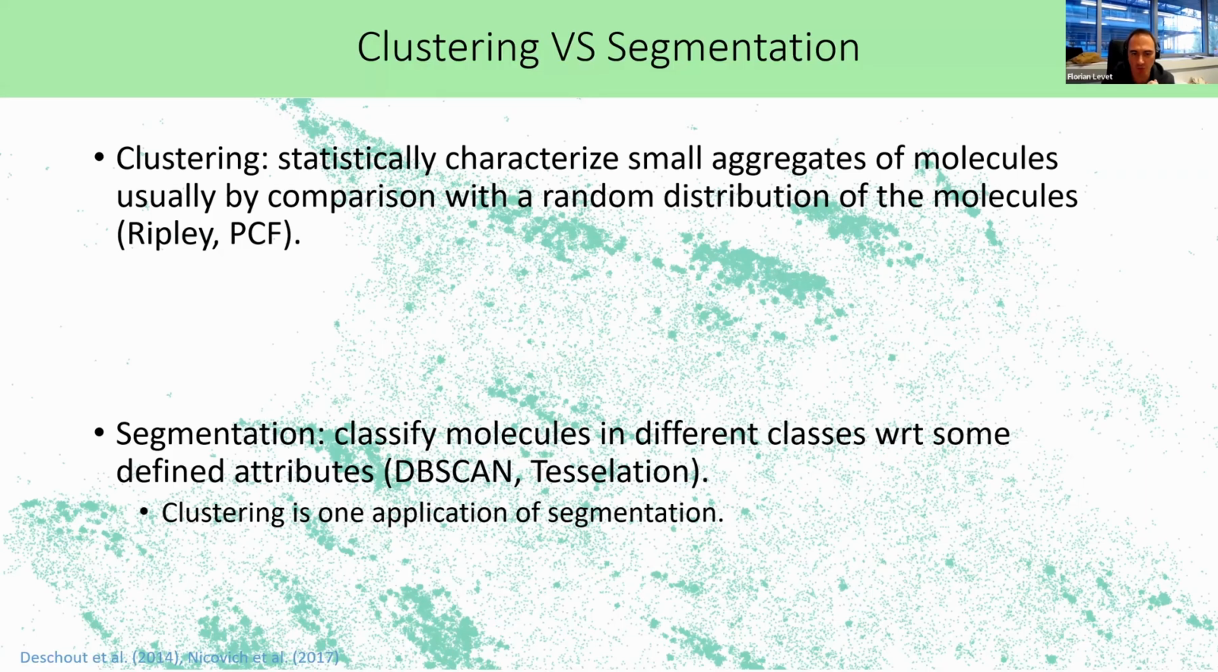And then there is segmentation, where you will try to classify molecules in different classes with respect to some defined attributes. And this is the case, for instance, for DBSCAN or tessellation. So you can see clustering as one application of segmentation in the sense that you can use a segmentation technique in order to identify clusters. Still, clusters are statistically robust and relevant, which is not necessarily the case of segmentation.